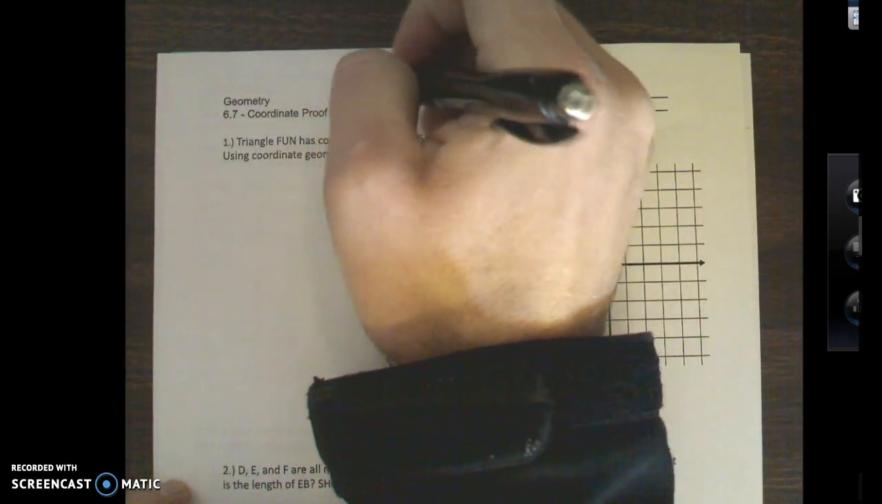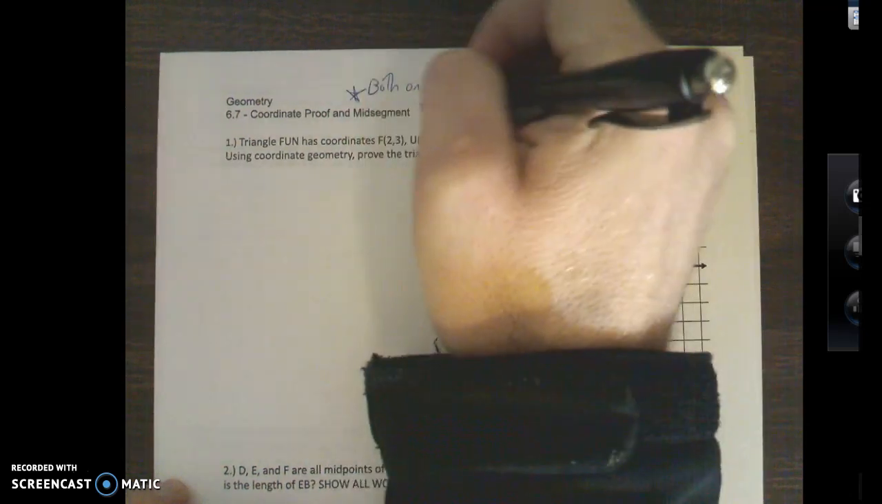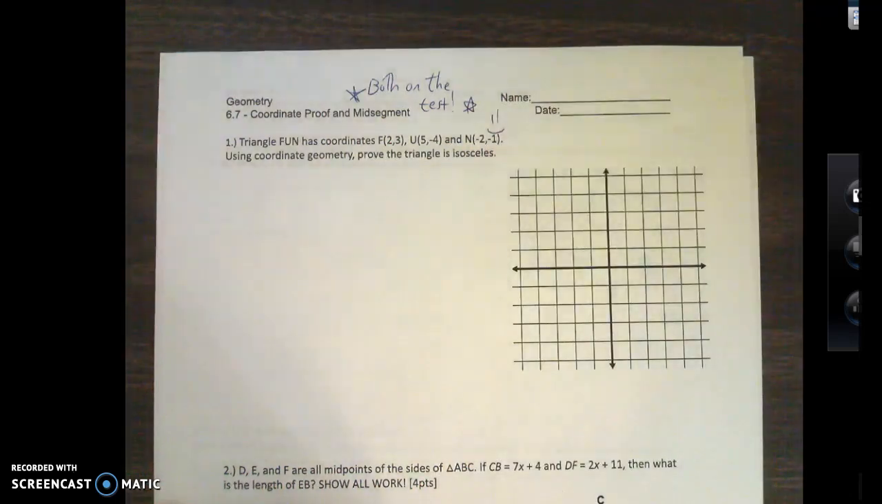Both on the test. Okay? So you really want to make sure that you know these two, okay?